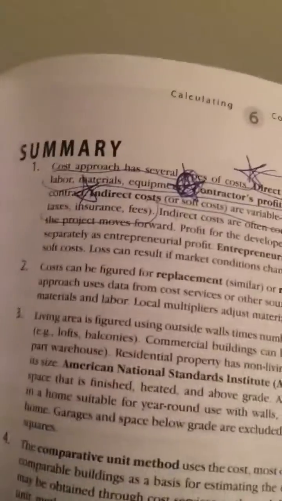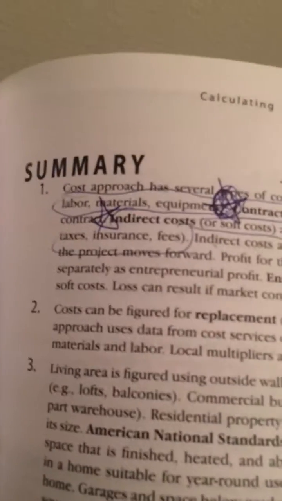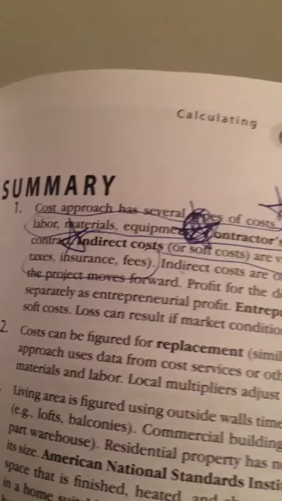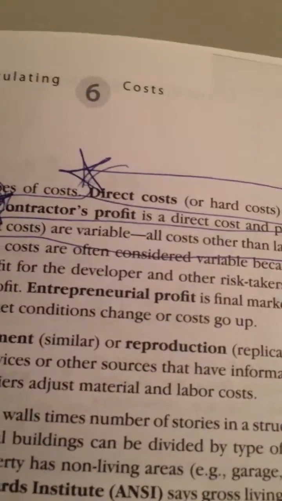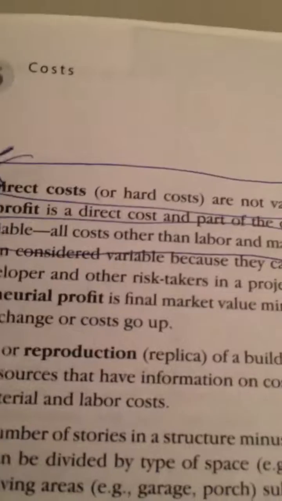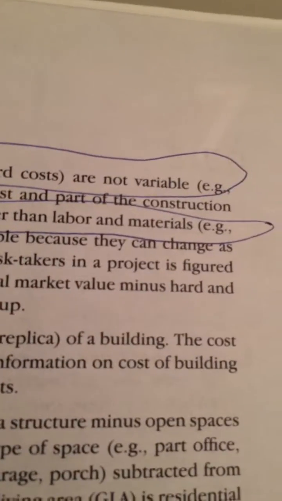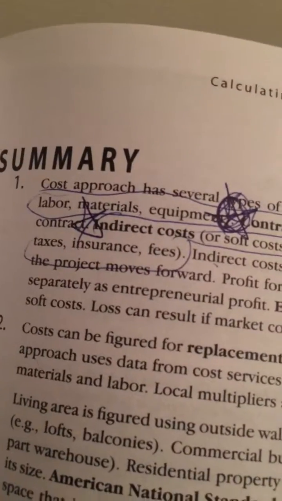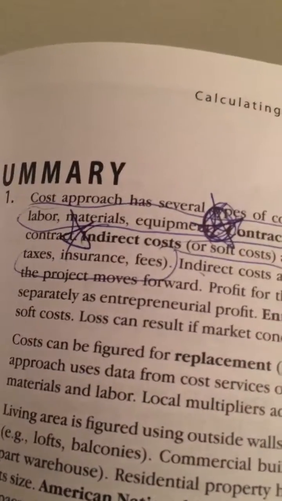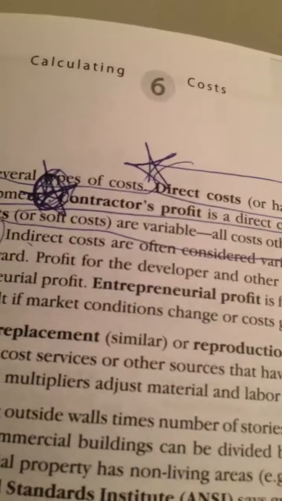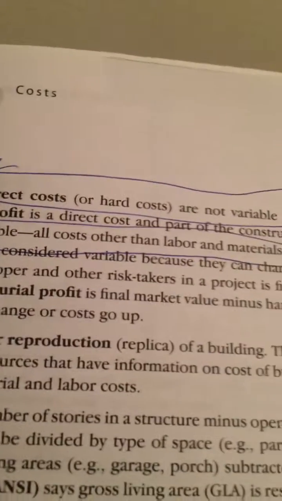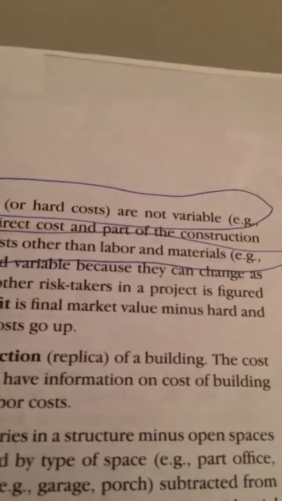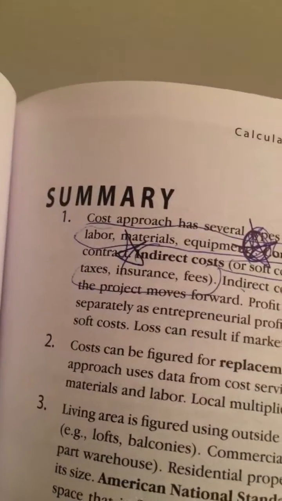Residential Site Valuation and Cost Approach, page 81. Summary. Cost approach has several types of costs. Direct costs, or hard costs, are not variable. For instance, labor, materials, equipment, contractor's profit is a direct cost and part of the construction contract.